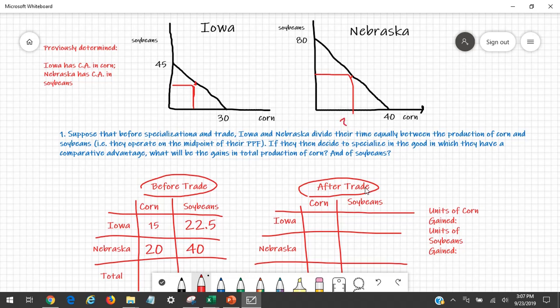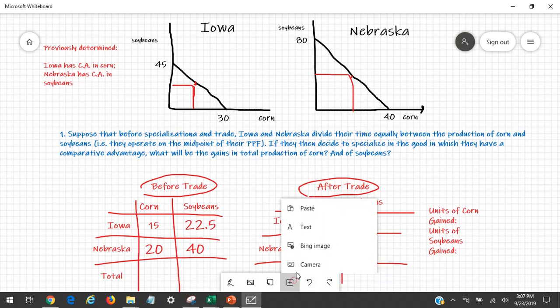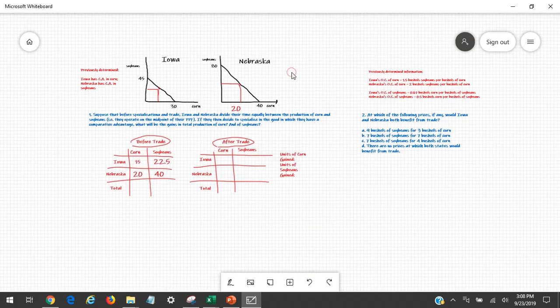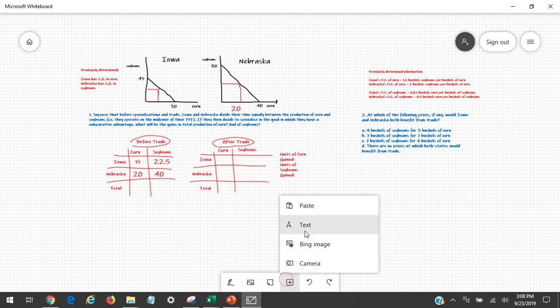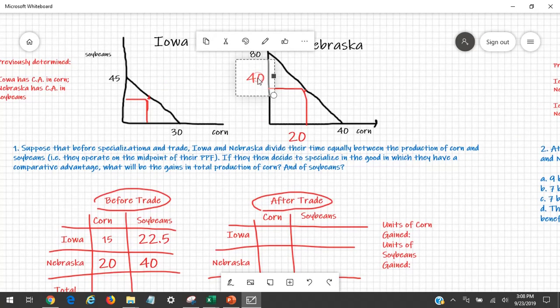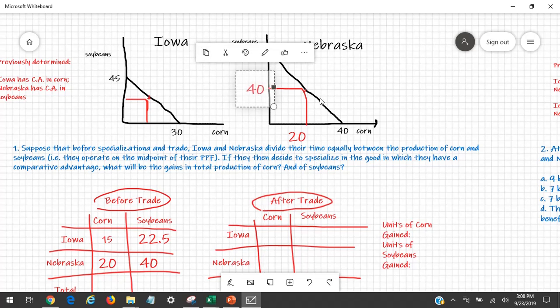So this was 20. Oh, that's not going to work, is it? I'll just do it as text. Okay, so 20, and 40. That's probably wasting time, but now you get what I'm saying, hopefully, that we were figuring out the midpoint of each PPF. We just take the endpoint divided by 2.